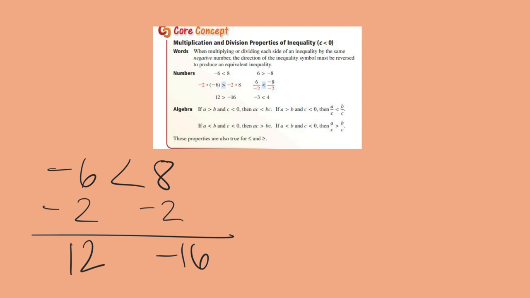So now it becomes what? And it kind of makes sense, right? If I leave it where it's less than, that means that 12 is less than negative 16. So why are we inversing it? Because when you're multiplying or dividing by a negative number on both sides, we reverse our inequality sign.